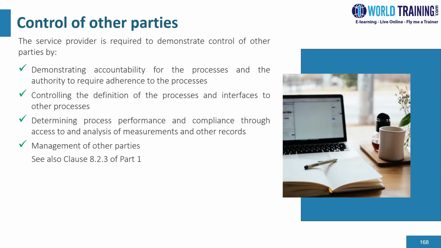First, accountability for the processes and authority to require adherence. The service provider has the authority to require other parties to follow the processes through contracts for external suppliers, through internal agreements for internal groups. We make sure that we have an accountability. Secondly, controlling the definition of services and acceptance of new services. The service provider, not the other parties, defines what services exist and what's accepted. New services don't enter the portfolio without service provider approval.